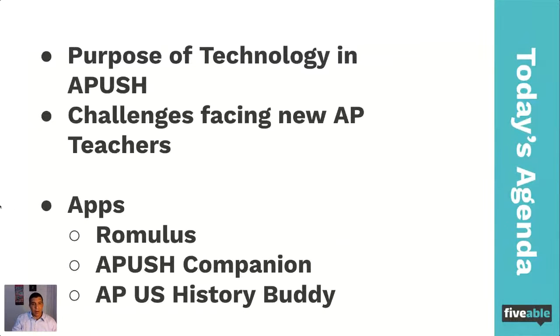Before I start, I want to talk about the purpose of technology in APUSH and the challenges facing new AP teachers and students. And then we're going to dive into some apps: Romulus, APUSH Companion, AP US History, and History Buddy. Now, I'm not pushing you guys. I'm going to give you just the information so you can make the best decision for yourselves. I personally own all three, but I'm not going to tell you. Maybe I'll tell you which one I like the most. But I want to just let you choose because they all do similar things.